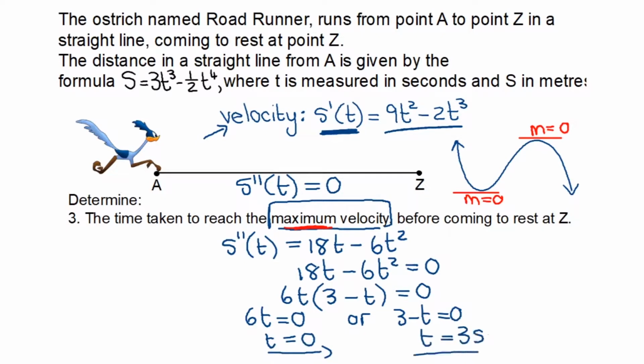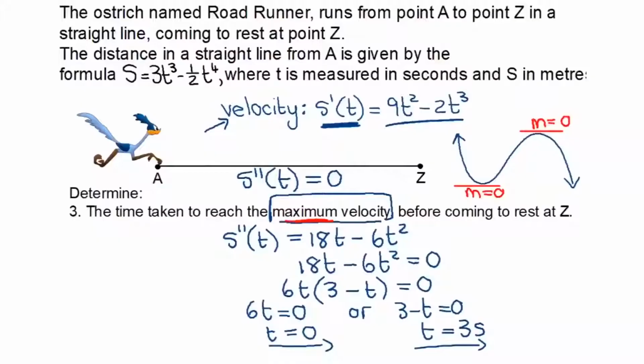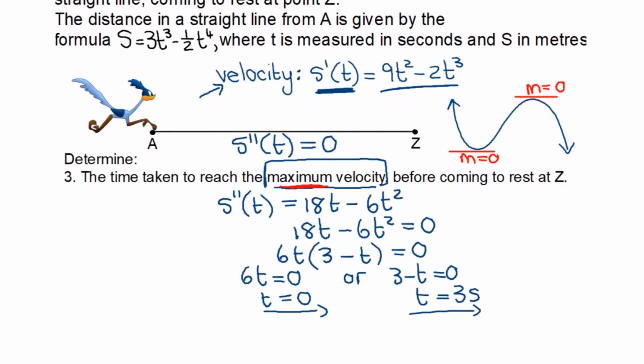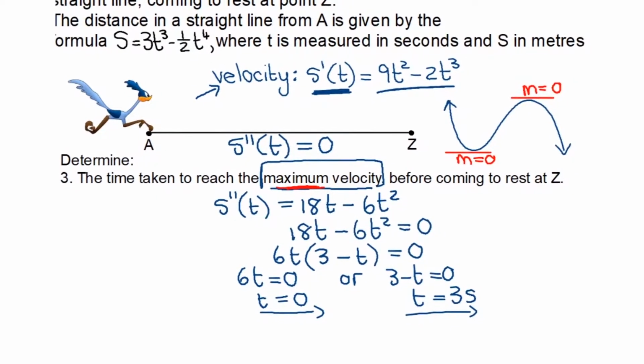So let's interpret this. Remember, I calculated the minimum and the maximum, because at the minimum and local max, the gradient was 0. So at t equals 0 seconds, it's the minimum velocity. So the maximum velocity will be reached after 3 seconds, before it comes to rest at the point Z.